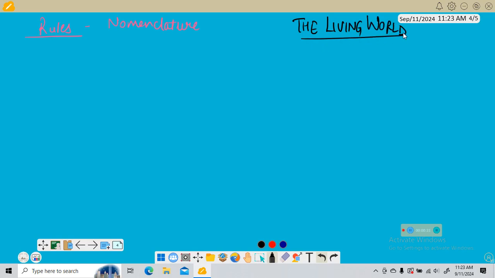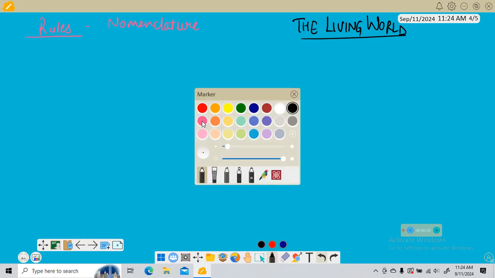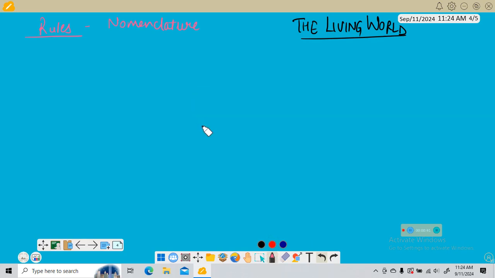Like in the living world, it's about biodiversity and taxonomic categories. Biodiversity is basically the variety of life forms. Then taxonomic, there are some categories. So there are living organisms, and for these living organisms we need to give a specific name. That system of naming is called nomenclature and identification. So nomenclature means binomial nomenclature, which includes two components, the generic name and the specific epithet.